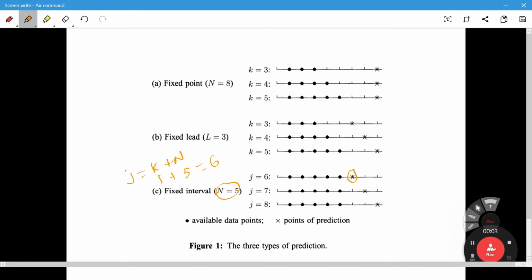Then x at the next iteration, like k equals 2, then 2 plus 5 equals 7, like here 7. And similarly, when k equals 3, then 3 plus 5 equals 8. Then we get the predicted value of k here.